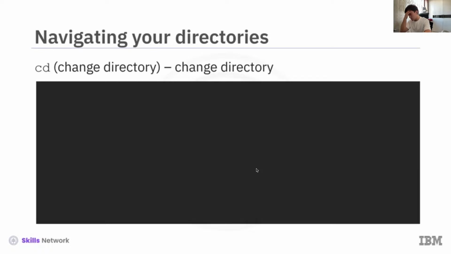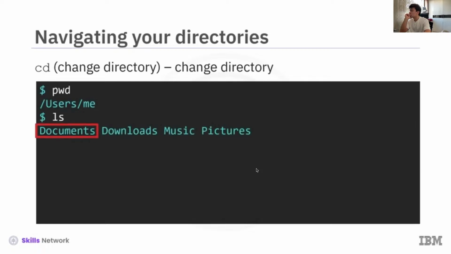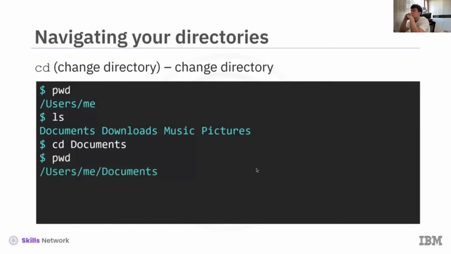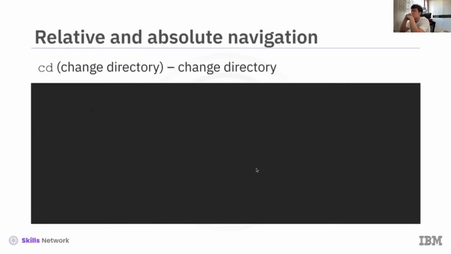The change directory, or cd command, is used to change the directory you're working in. Suppose you're in your home directory and wish to move to a subdirectory within it, such as the Documents folder. Simply enter cd documents to change your working directory. Now, if you enter pwd, you can see that you're now working in your Documents subdirectory. The cd command enables you to change directories with either a relative or an absolute path.